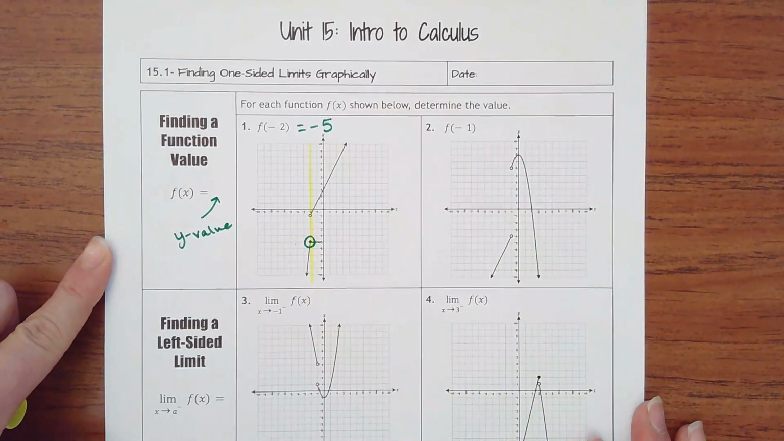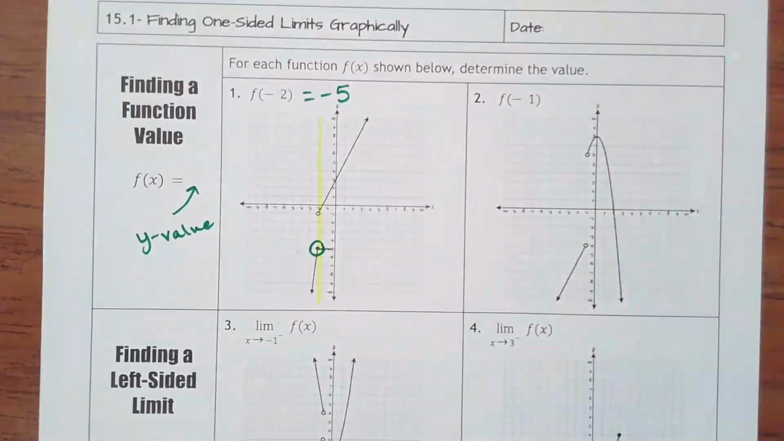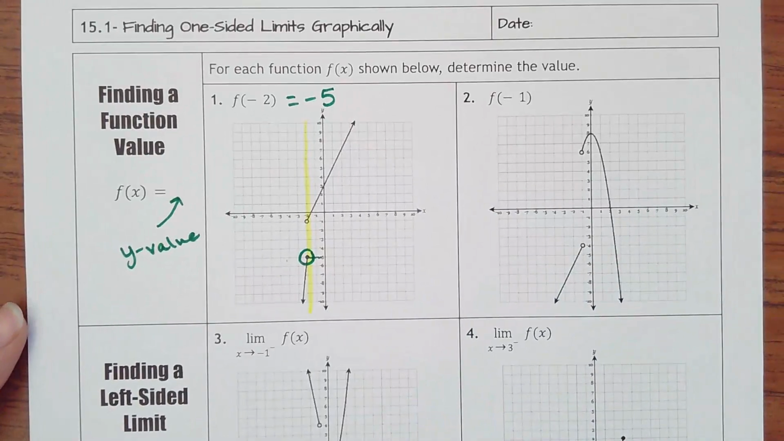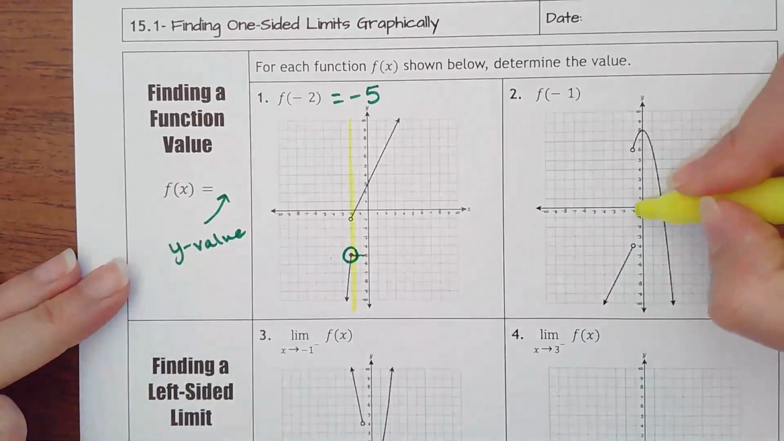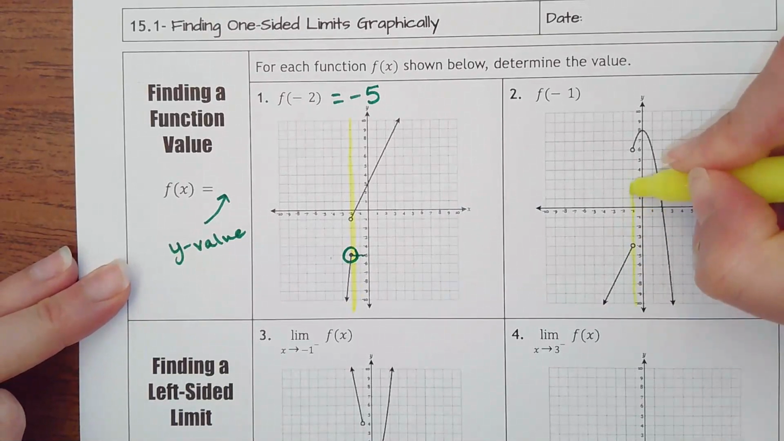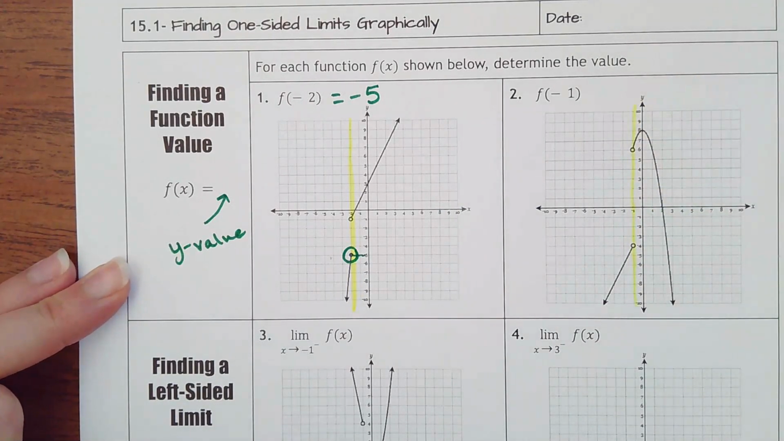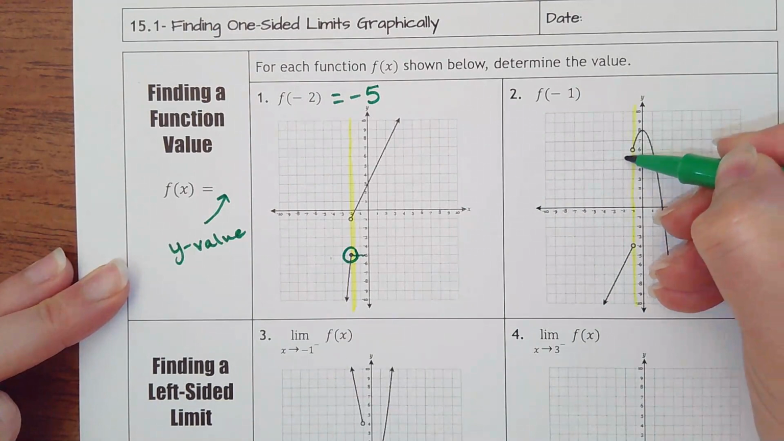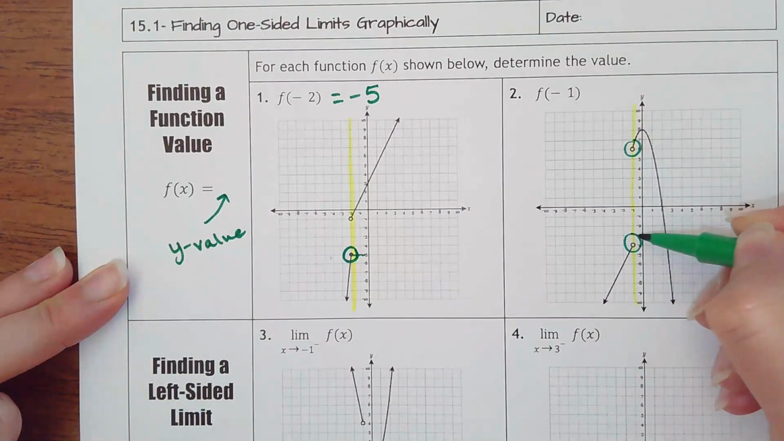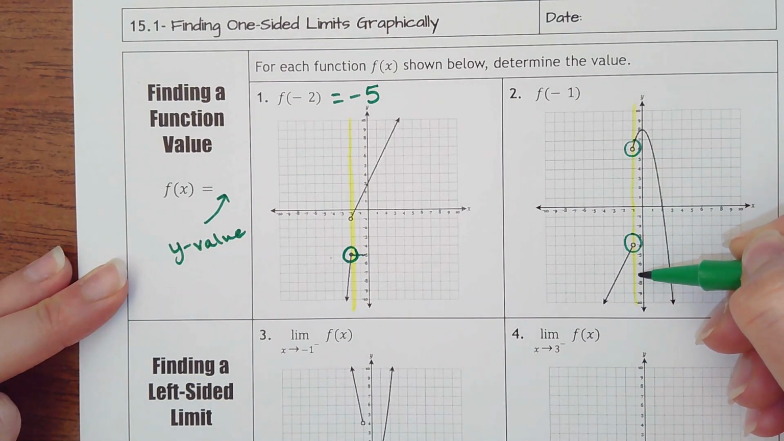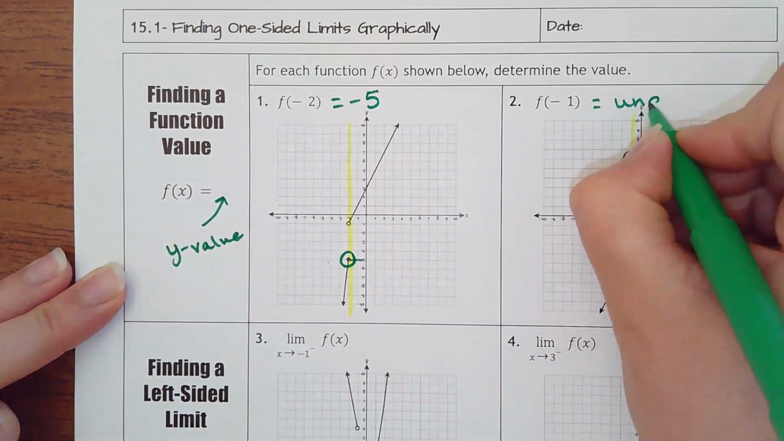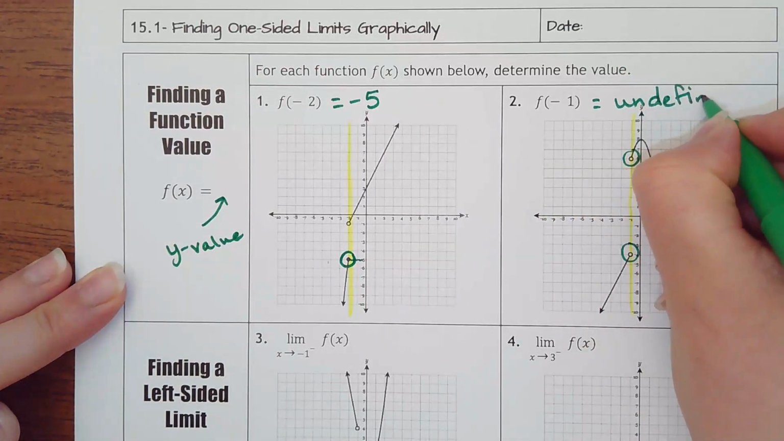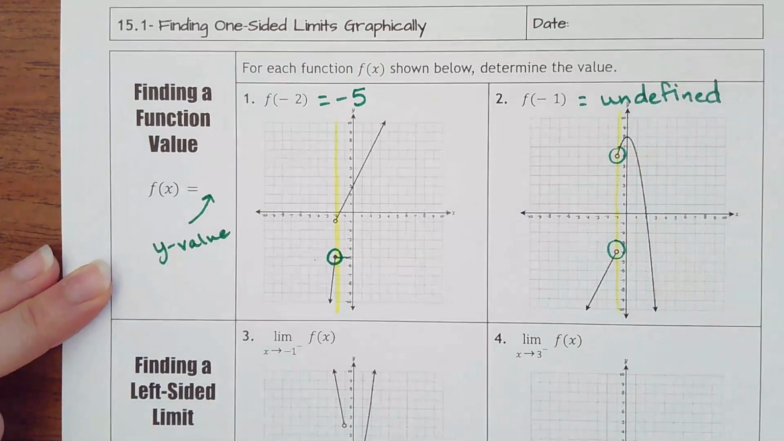Number 2 has f of -1. Let me even zoom in a little bit. F of -1 you can see is also happening where there's a split on this vertical line, and both points happen to be open and open, so there's no point here that exists when x is -1, so we call that undefined. And there'll be a little undefined button on Delta Math you push. So that's all that is.